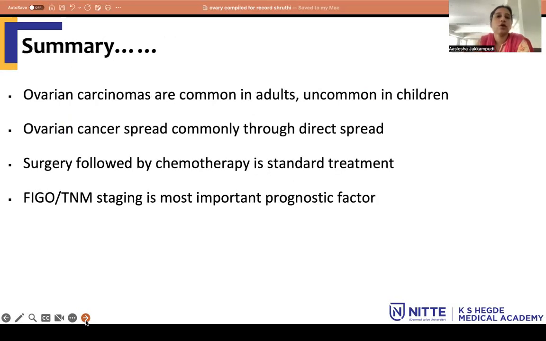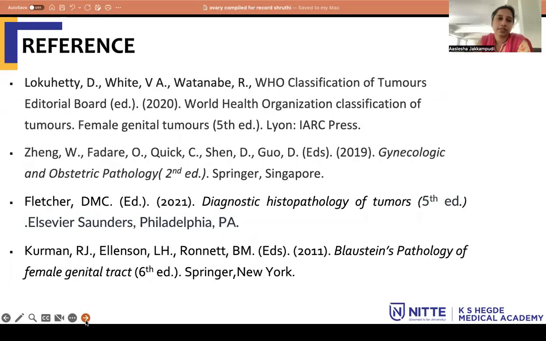So to summarize, ovarian cancers are common in adults and they are uncommon in children. They spread commonly through direct spread. Surgery followed by chemotherapy is the standard modality of treatment. FIGO or TNM staging is the most important prognostic factor. These are the references.